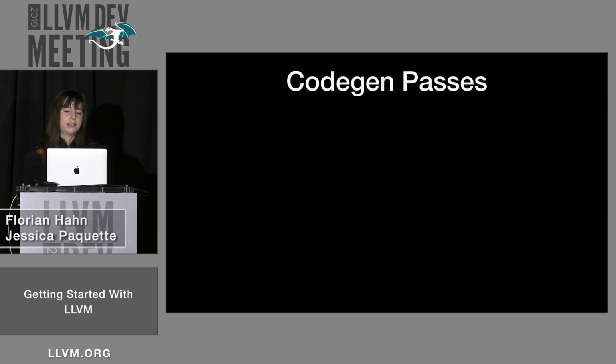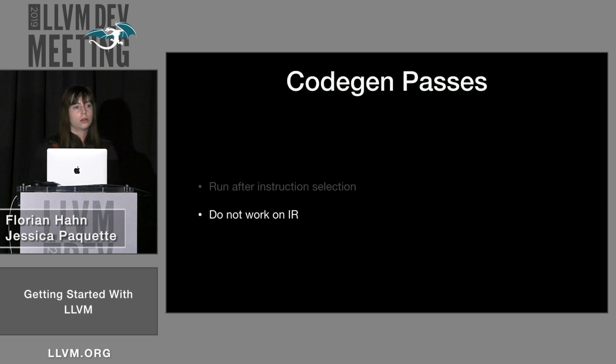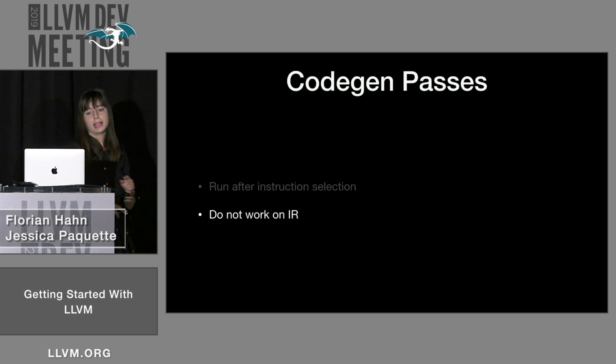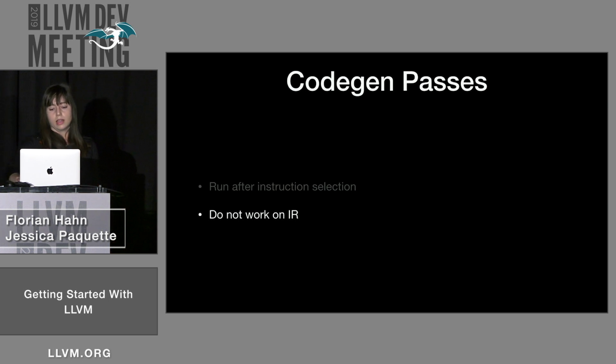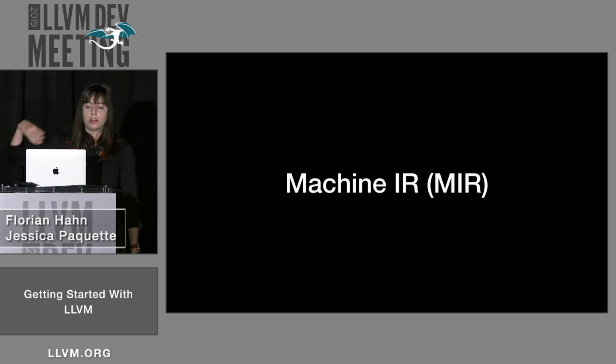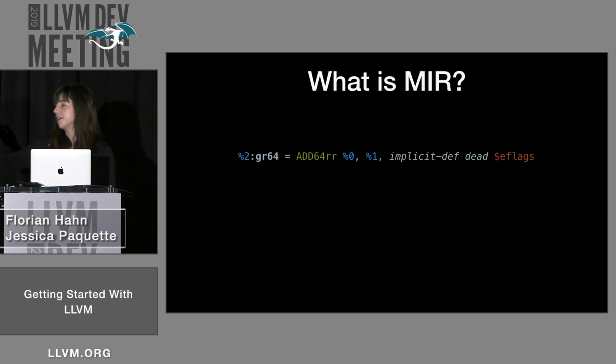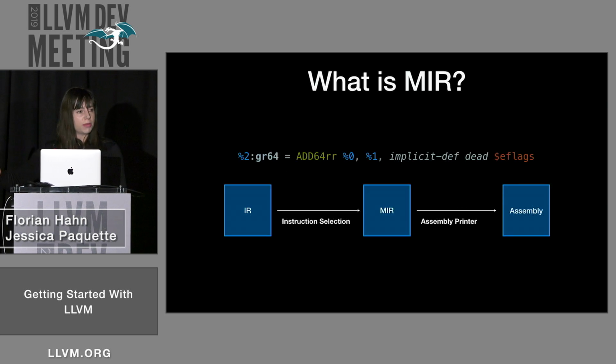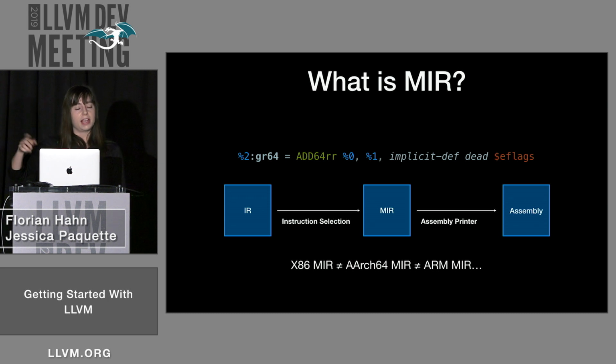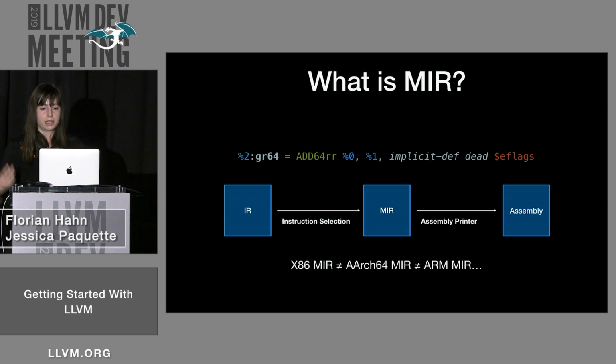Because CodeGen passes know about target instructions, they happen after instruction selection. And because they happen after instruction selection, they don't work on IR. We use a different representation in the backend than in the middle end. That representation is called machine IR, or MIR for short. MIR looks like this. The goal of MIR is to lower the IR into target assembly instructions, and it is very target specific and very close to the target's assembly.